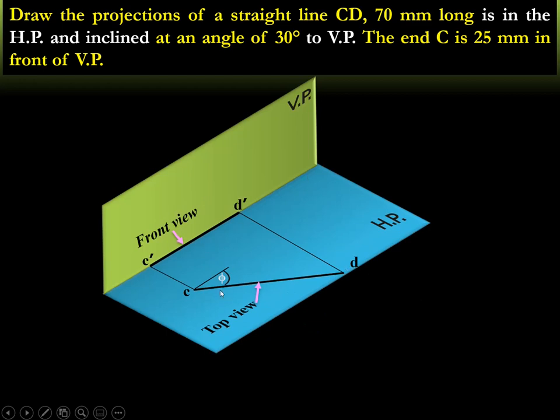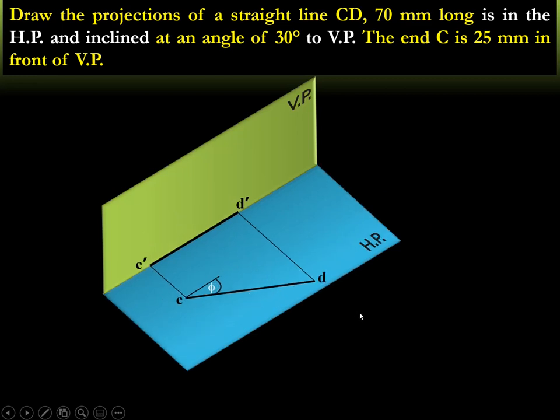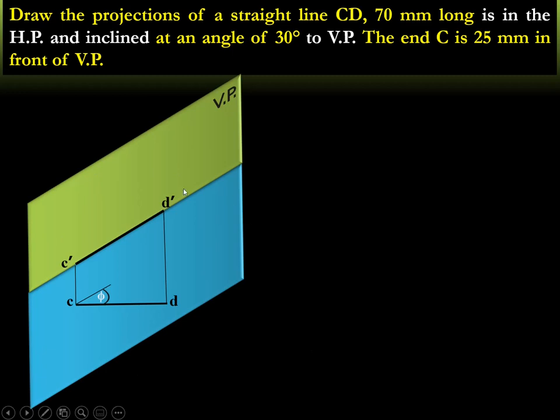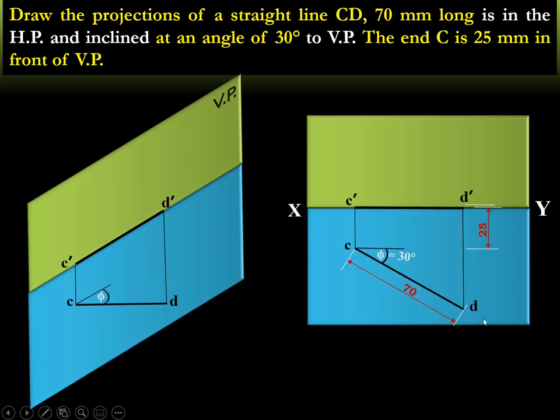After obtaining the top view on the horizontal plane, we need to rotate the horizontal plane along with the top view line by 90 degrees clockwise. Now we can observe that the horizontal plane is opened out and it occupies its orientation vertically below the vertical plane. We can also observe that the top view line small cd is occupying its position below the XY line. Now this will become the final solution and we need to draw the solution on a 2D plane or on a 2D paper along with the dimension lines.